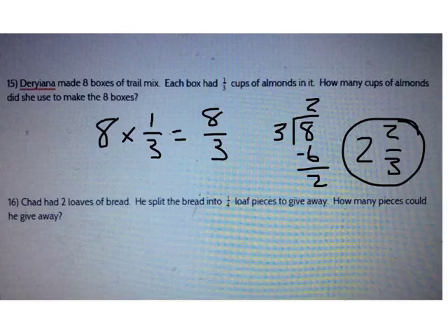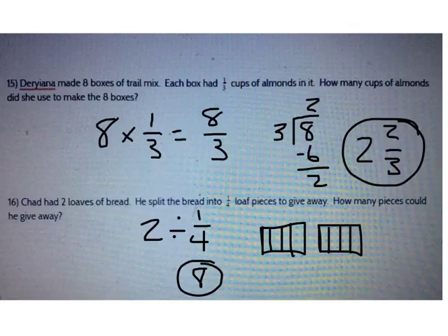Chad had 2 loaves of bread. He split the bread into 1/4 loaf pieces to give away. How many pieces could he give away? What operation are you using to solve this problem? This is a division problem because Chad is splitting up the 2 loaves of bread. I'm dividing 2 by 1/4. Go ahead and draw a model to solve that now. Chad could give away 8 pieces of bread.